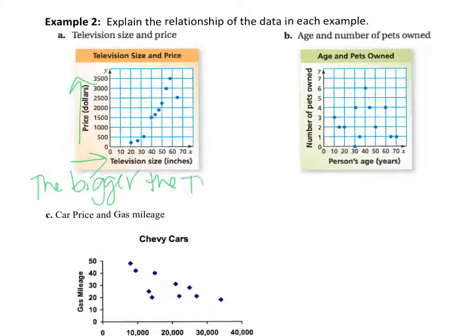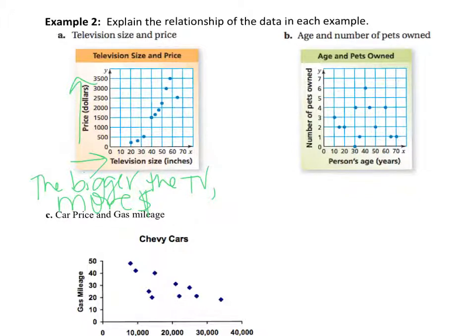So the bigger the TV, we'll say more money. So it's going to cost more money. So if you have a 72-inch TV, which is really, really big, it's going to cost a lot. It's going to be more than a 40-inch TV.